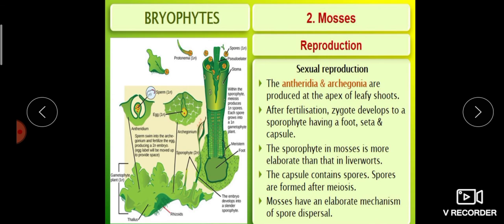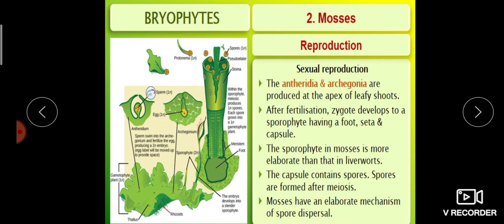Then mosses have an elaborate mechanism of spore dispersal. The tip of the capsule contains a cap-like structure, and that cap-like structure opens, which releases the spores into the environment. That is a more complicated process, which you will study in higher classes like UG and PG. So these are the sexual reproduction parts.